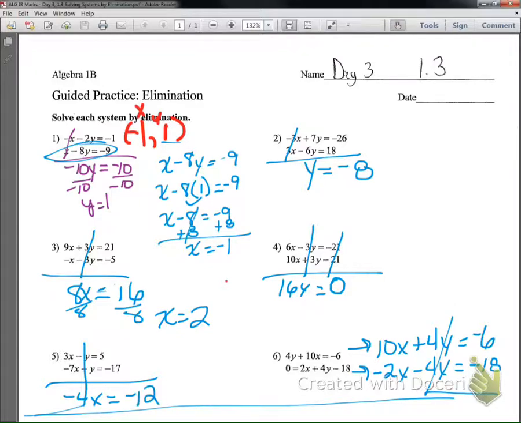Sorry, it's late, as you can tell from my yawning. Okay, it's negative 12. Get that x all by itself, so we divide by negative 4, divide by negative 4. So x is equal to negative 12 over negative 4. That would be a positive then 3.